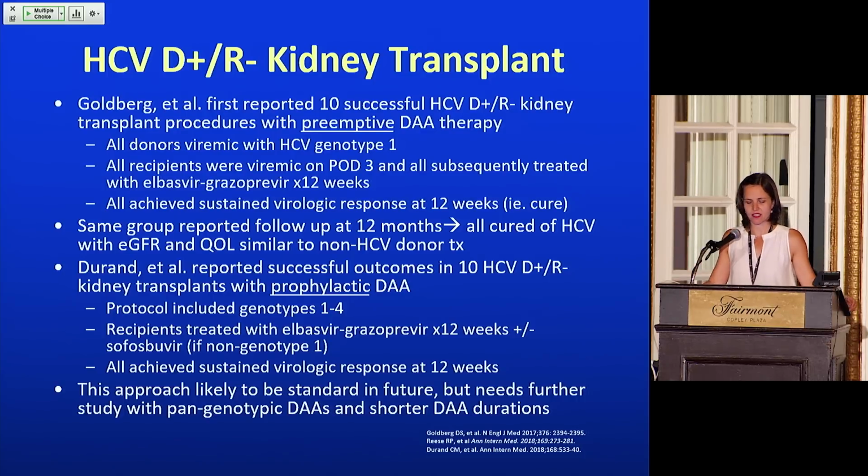This approach is likely to be standard in the future, right? There's good success in these early studies, but we need to sort of figure out which agent we should use, because now there are pan-genotypic agents, so they treat all genotypes of hepatitis C. And some of these regimens have become shorter, but more importantly, in thoracic organs, there's a recent study in the New England Journal that showed that they basically got away with giving them 4 weeks of treatment.